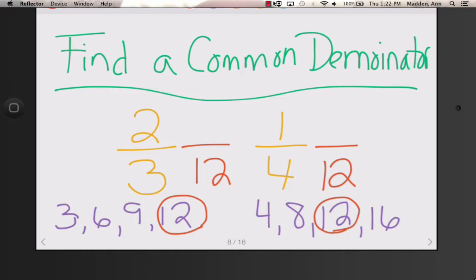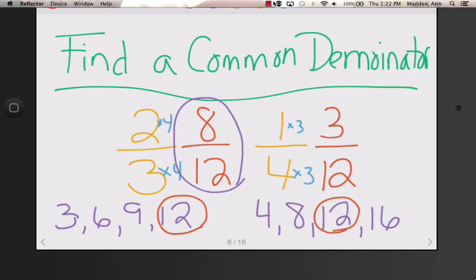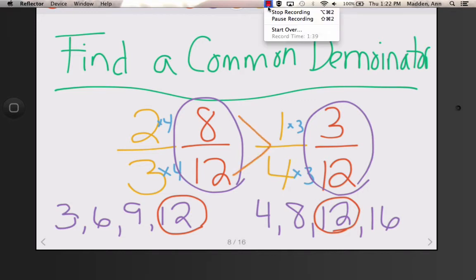Now I need to figure out how I got from 3 to 12. I multiplied it by 4. So 2 times 4 is going to be 8. How did I get from 4 to 12? Times 3. 1 times 3 is 3. Now I can easily compare 8 twelfths and 3 twelfths. Which one is bigger? Definitely 8 twelfths. So 2/3 is greater than 1/4.